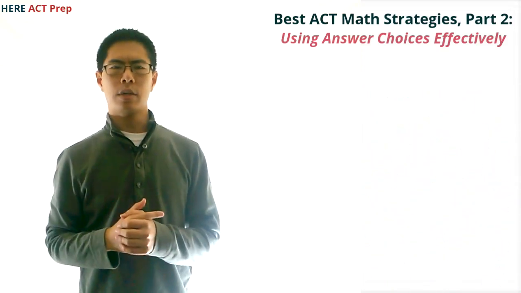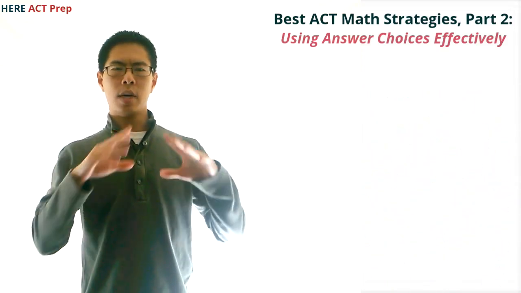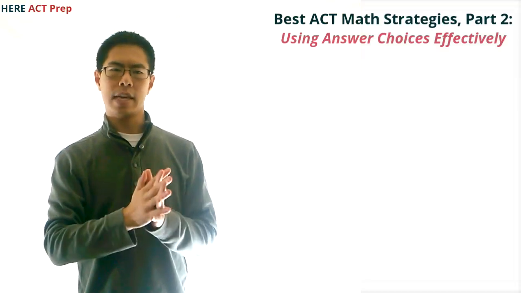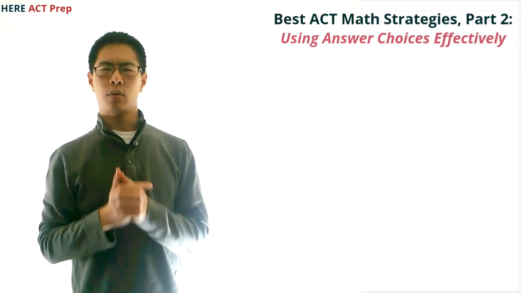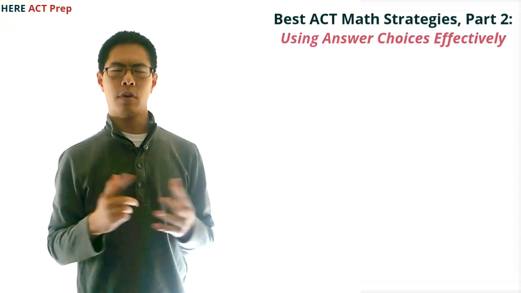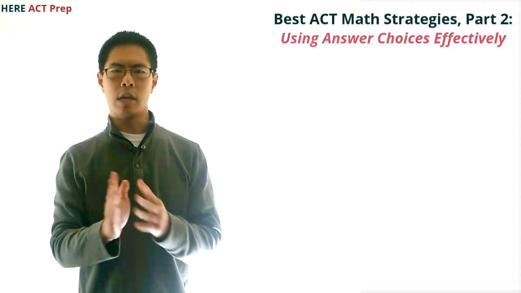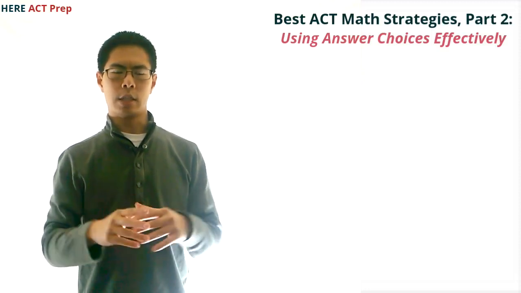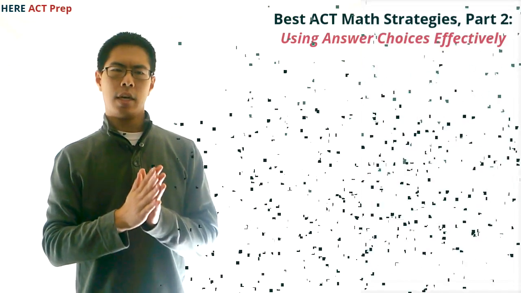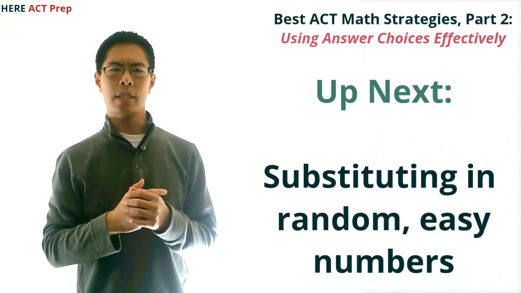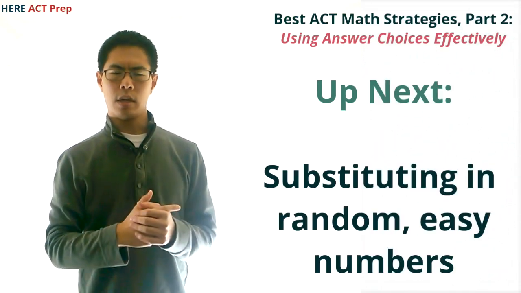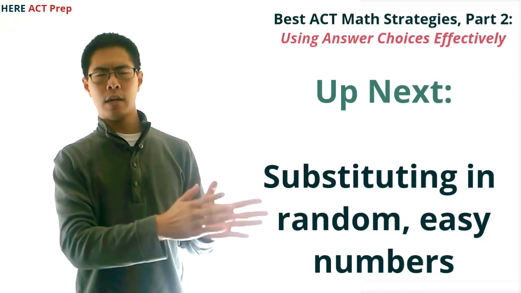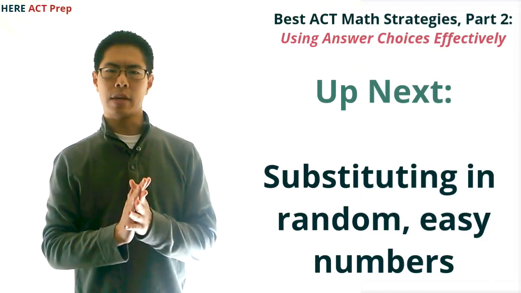So, the two examples that we just went through help give us an idea of what kinds of questions would be good candidates for using the answer choices. Generally speaking, the questions that we want to consider using this method for are ones where setting up and solving the algebraic equation would take longer than just plugging in the answer choices. In the next video, we're going to talk about an ACT math strategy similar to this one, which is substituting in random, easy numbers into the question to figure out the answer.